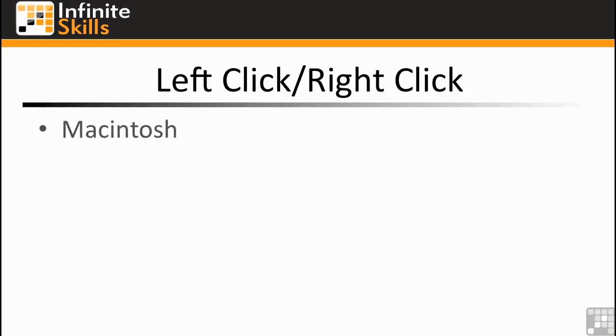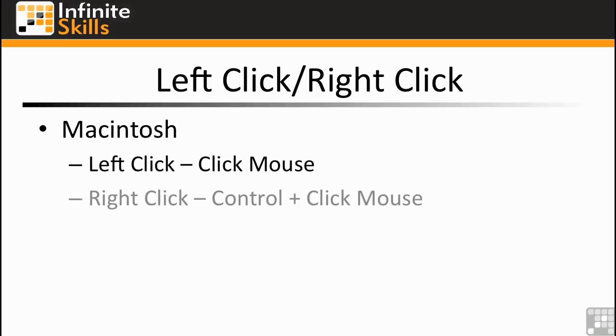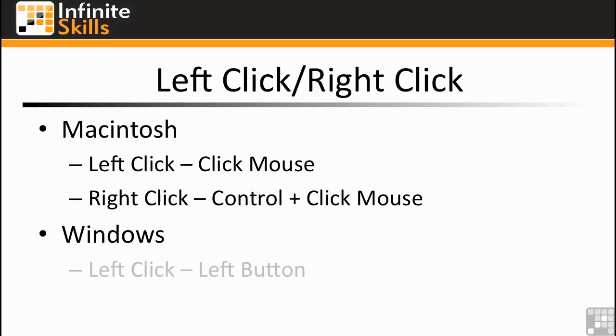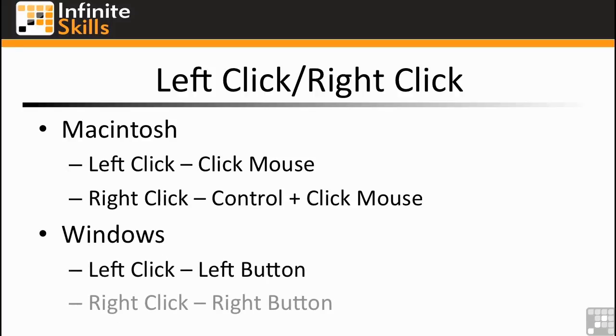Now, left click, right click. If you're on a Macintosh and you have a single click mouse, they still do make those, but most of the time, most of us have a two-click mouse now. But the left click is just click your mouse. The right click is Control. Understand, Macintosh keyboards do have a Control key, C-O-N-T-R-O-L, not C-T-R-L. And you would use that with a mouse click to get a right click. On Windows, left click is the left button, right click is the right button. But if you're like me and you have a two-click Macintosh mouse, well, it works the same anyway.